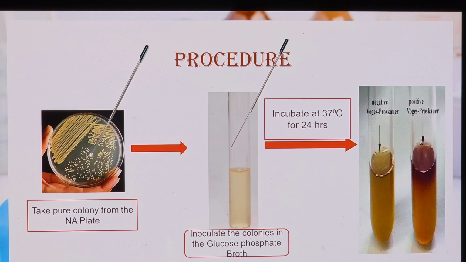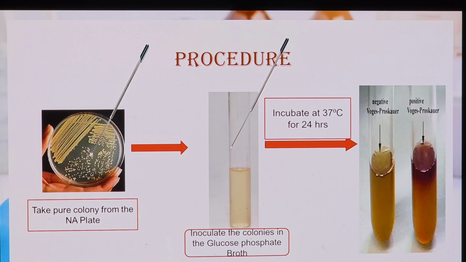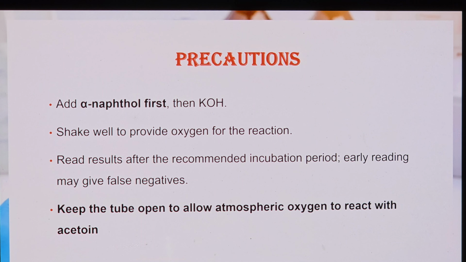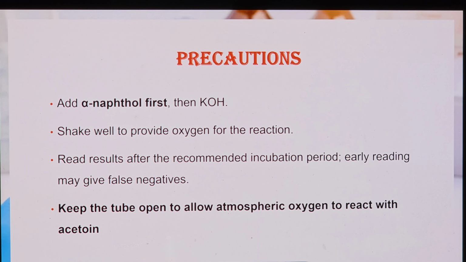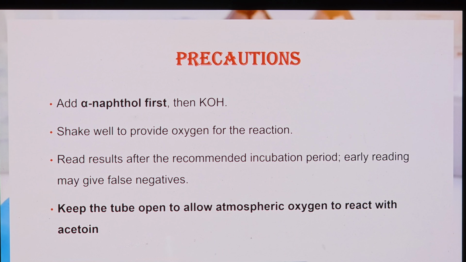So what is the procedure? First take a pure colony from the nutrient agar plate with the help of an inoculating loop. Then inoculate the colony in the glucose phosphate broth. Then incubate at 37 degrees centigrade for 24 hours. Then after incubation add two reagents. First add alpha naphthol, then potassium hydroxide. Shake well to provide oxygen for the reaction. Read results after the recommended incubation period. Early reading may give a false negative result. Keep the tube open to allow atmospheric oxygen to react with the acetoin.